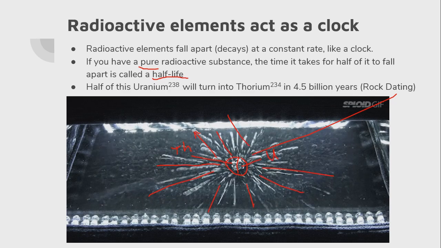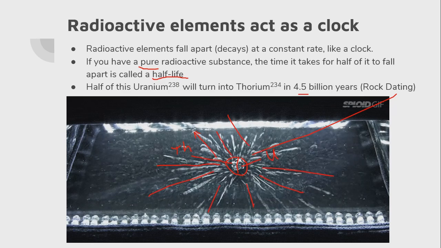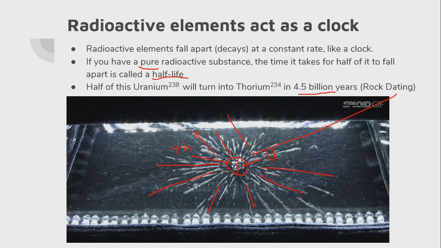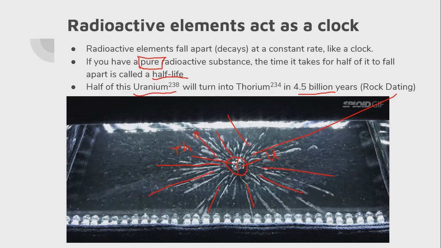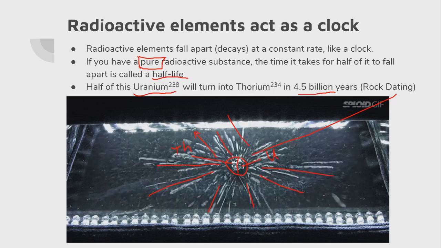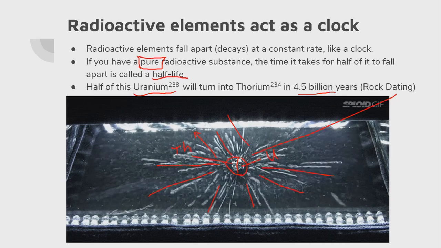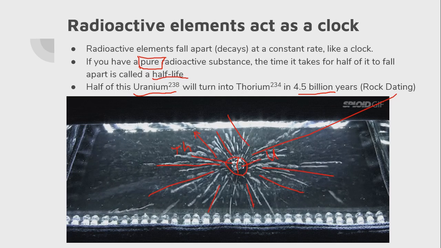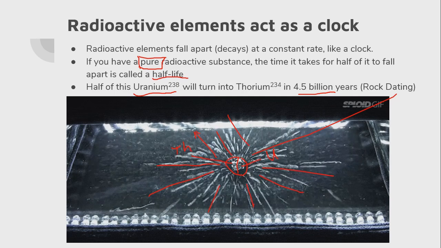So scientists can calculate how long. We can't actually watch a half-life take place because, unfortunately, for uranium-238, which I believe is in the picture, this half-life is actually 4.5 billion years. So if we had a rock of pure uranium-238, and that's just a specific type of uranium, and we left it sitting there for 4.5 billion years and came back to it, half of the uranium would be gone and would be thorium. So that's a half-life.